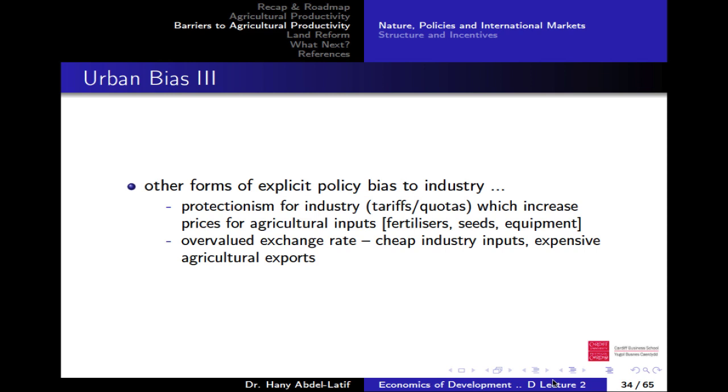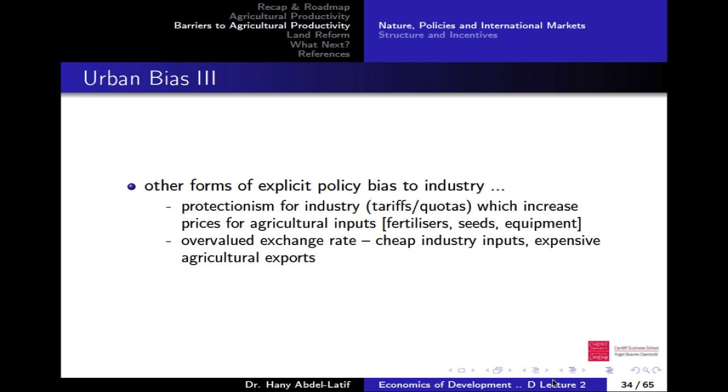Protectionism for industry: when a country imposes tariffs or quotas on imports, the prices of agricultural inputs increase, as a result of the tariffs. Because you want to protect the industrial sector against foreign competition, you increase tariffs, but part of these imports are fertilizers, seeds, equipment. That means these will come with higher costs. So again, the agriculture sector is not going to benefit from that.